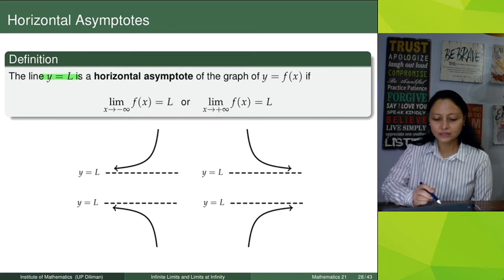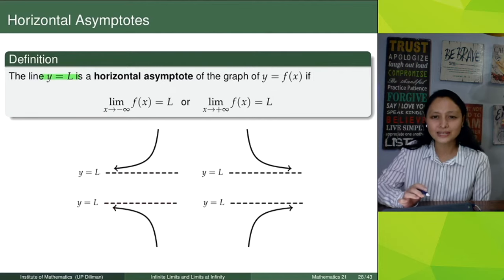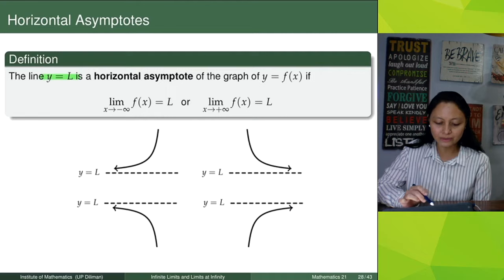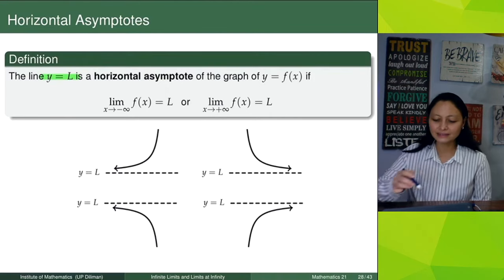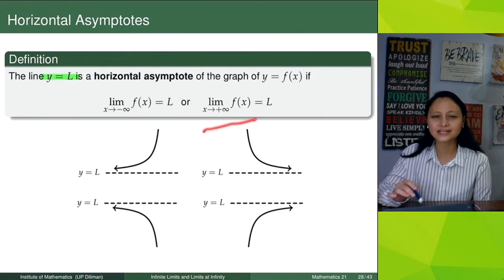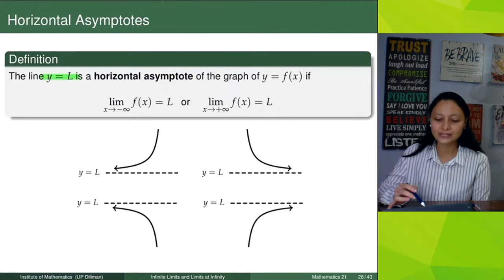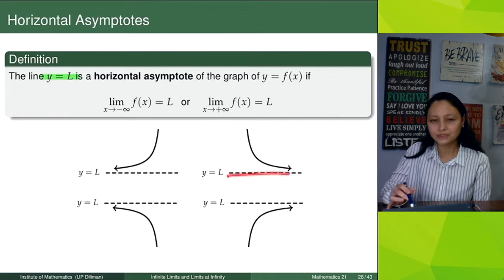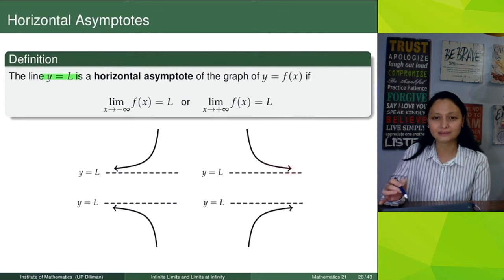Okay, nasan yan? So, diba, as x approaches negative infinity, yung function natin palapit dito sa y equals L. On the other hand, if you get the limit of f of x as x approaches positive infinity, and you have the value L, then we say that y equals L is a horizontal asymptote. Diba? As x approaches positive infinity, yung value ng f of x natin palapit dito sa value na L.